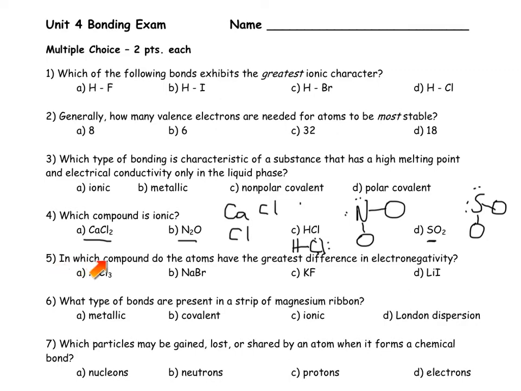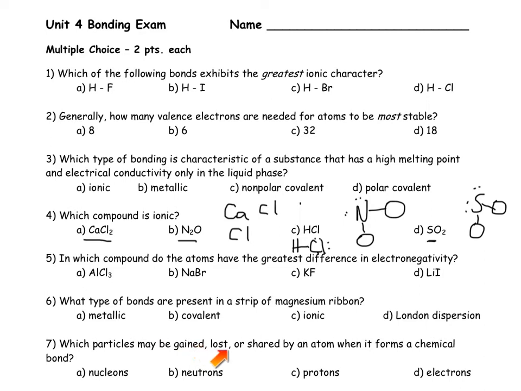Here it says, in which compound do atoms have the greatest difference in electronegativity? Here again, it's pretty much the same question all the way up and down with all 5 of these, right? What type of bonds are present in a strip of magnesium ribbon? Magnesium ribbon is just magnesium metal, all right? So you can figure that out.